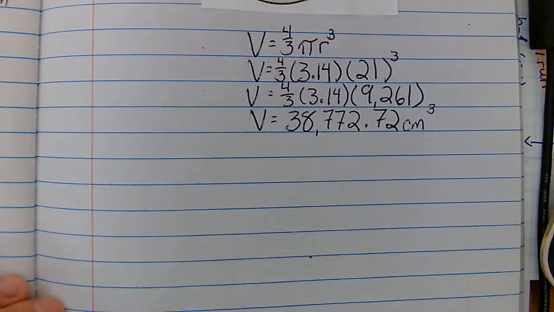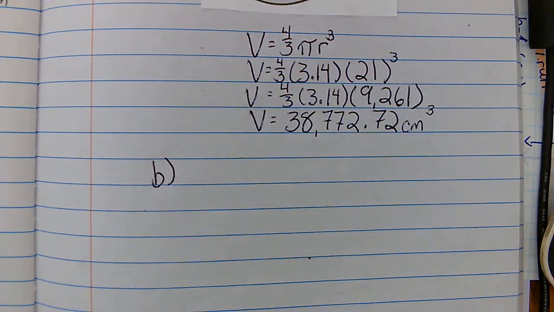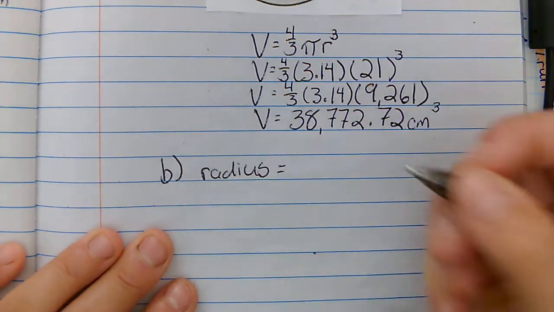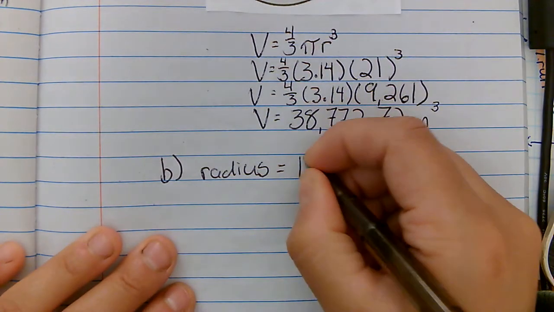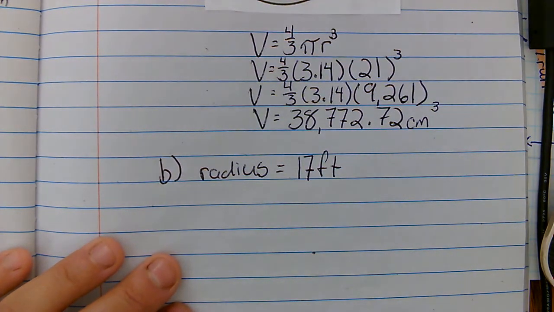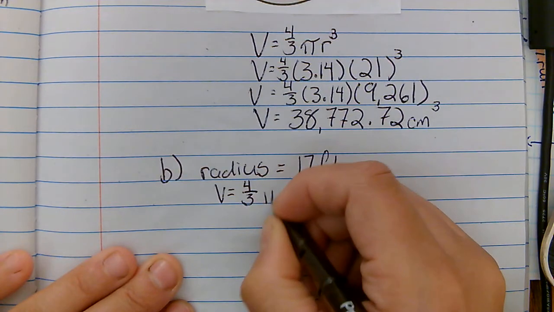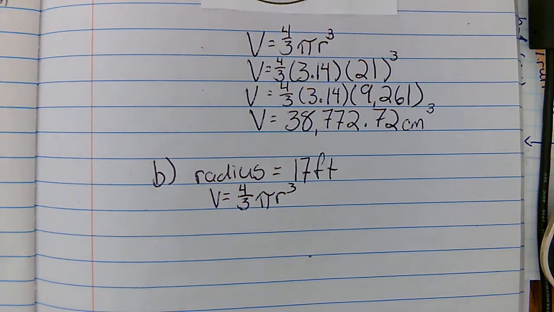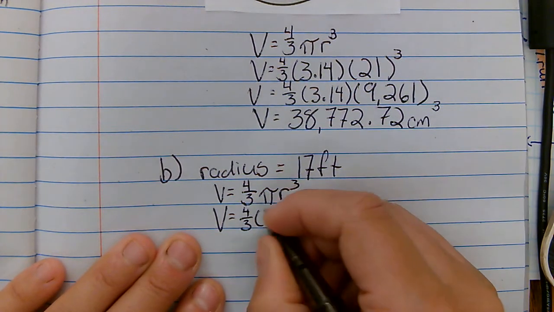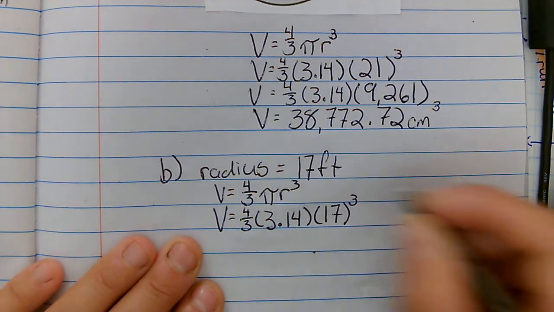All right, let's try another one. This time, we're not going to have a cutout. We're just going to be given the measurement of the sphere. So the radius for this one, we'll say, is 17 feet. As long as we know the radius, we can figure out volume. So let's rewrite our formula. Okay, and we plug in what we know. So volume is going to equal 4 thirds times 3.14 times 17 cubed.